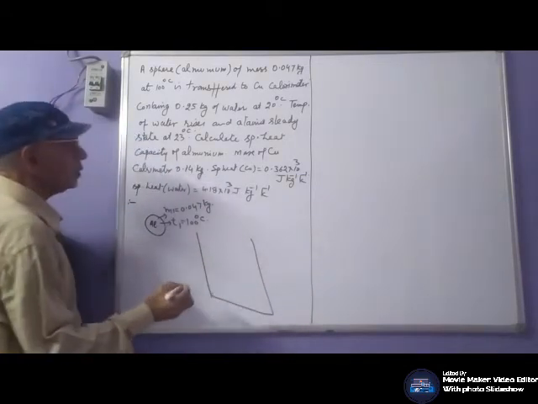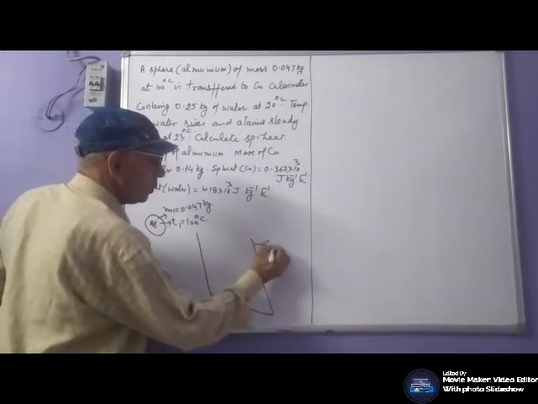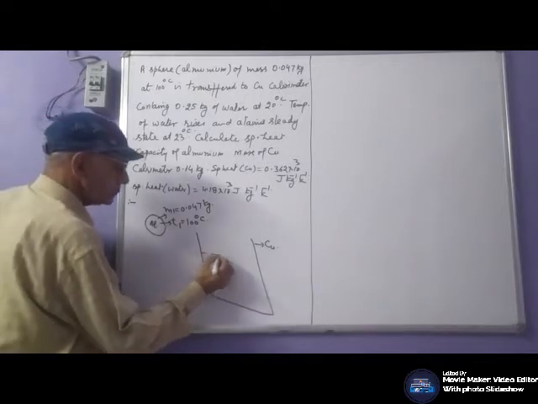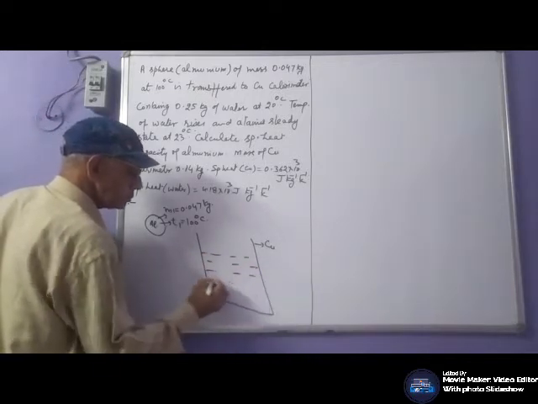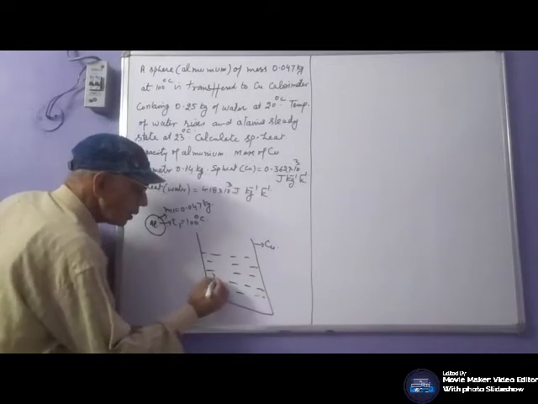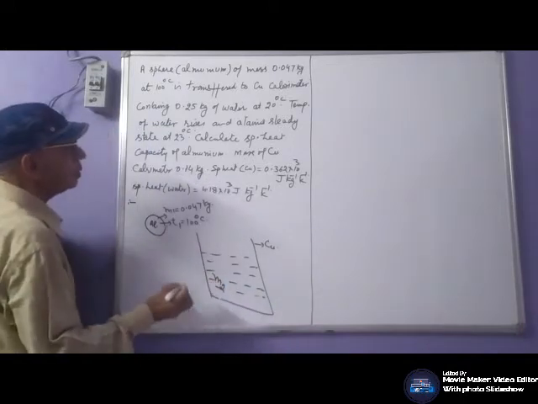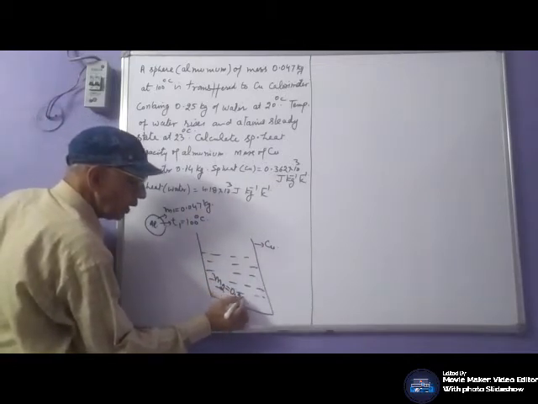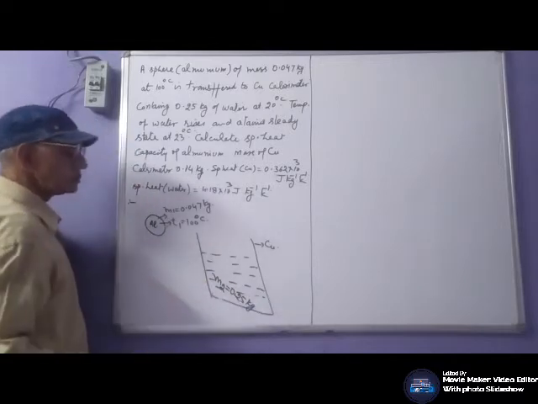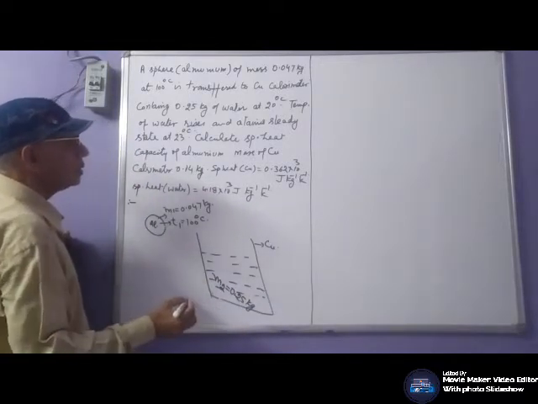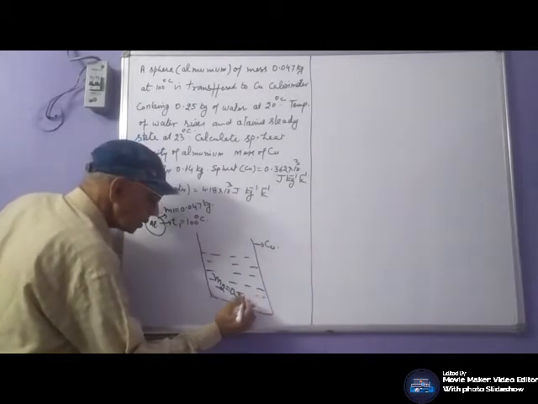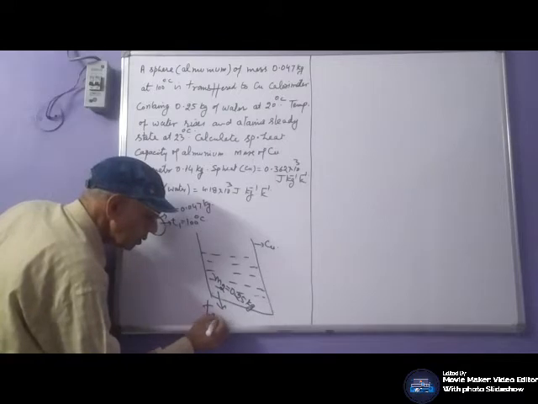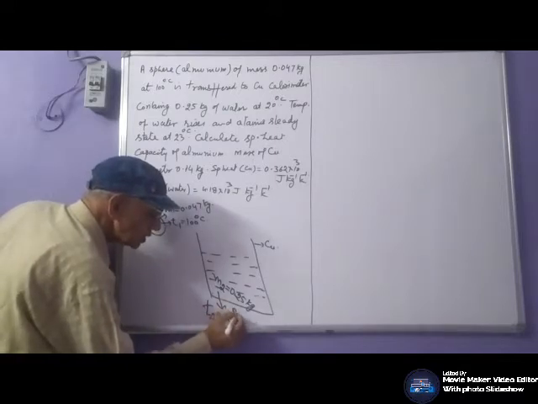This is a copper calorimeter, M2, containing water, 0.25 kg, at temperature 20 degrees Celsius.